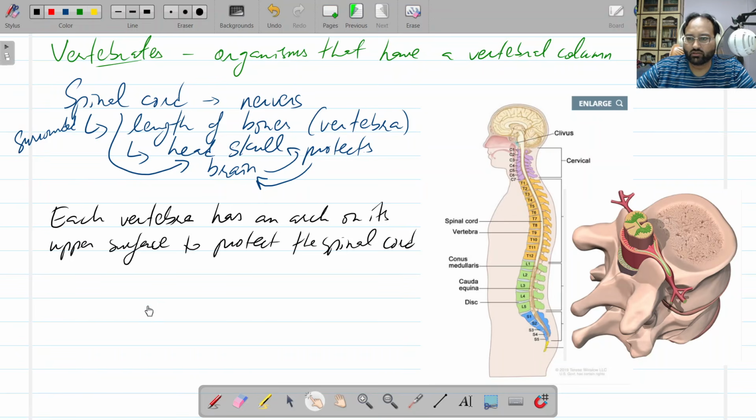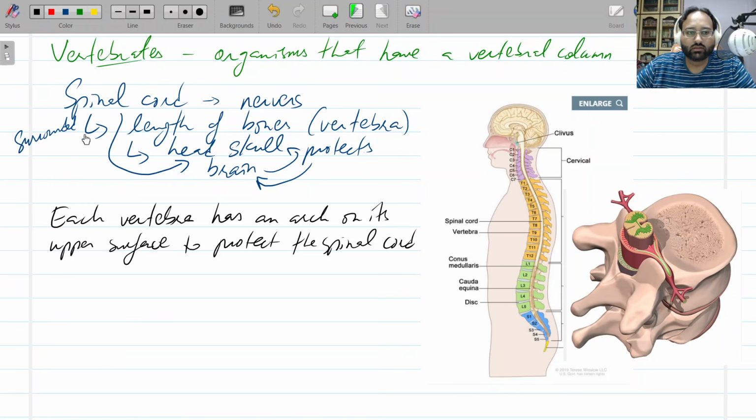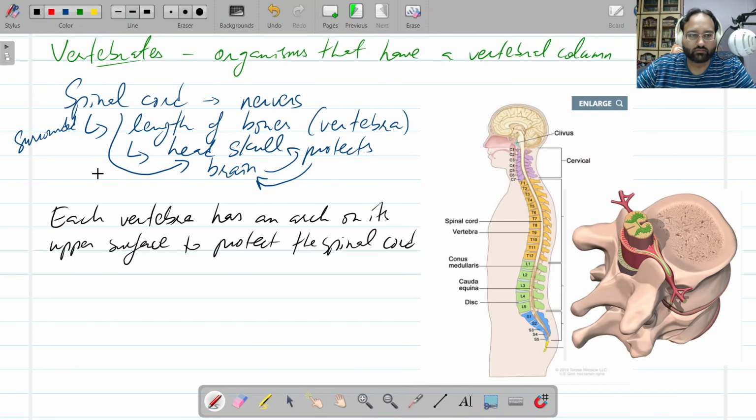This might be an out-of-syllabus question, but is the bone marrow somewhere here? No, bones do have bone marrow, but that's different from the spinal cord, if that's what you were asking.